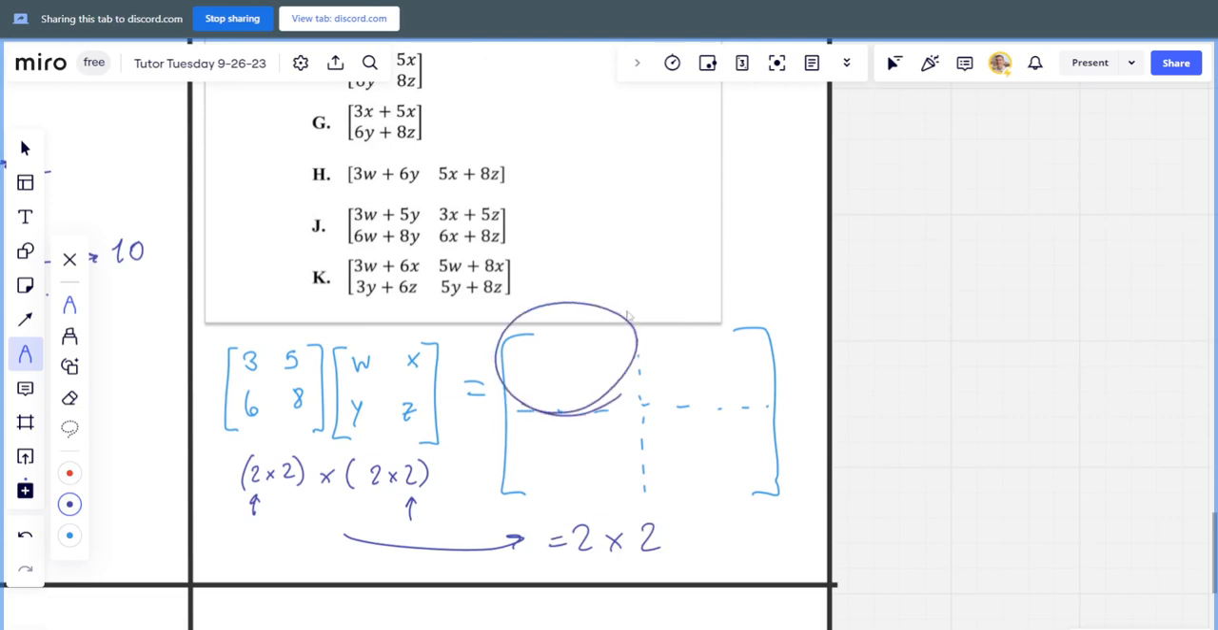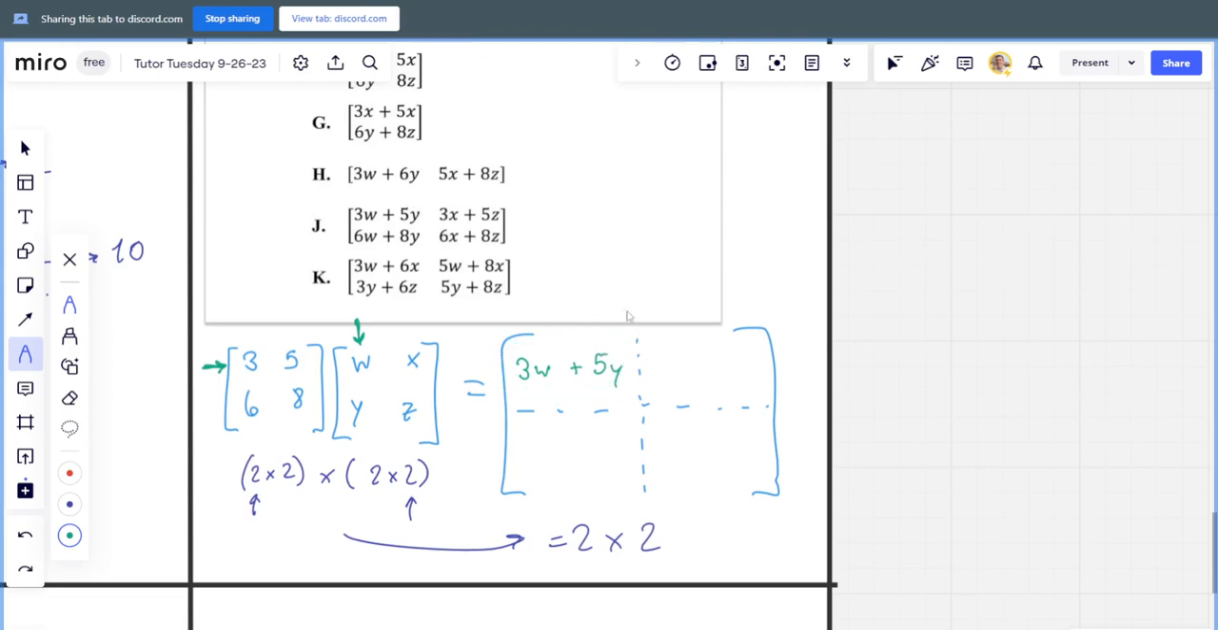To get this first element, we're going to multiply, maybe I can even color code this, our first row multiplied by our first column on this one. And what that's going to look like is we're going to take this element times this one, so 3w, and we're going to shift our arrows over to the next element. We're going to move across the row on our first matrix, and move down the column on our second matrix. So then it's going to be plus 5 times y. And that's going to be our first element here.